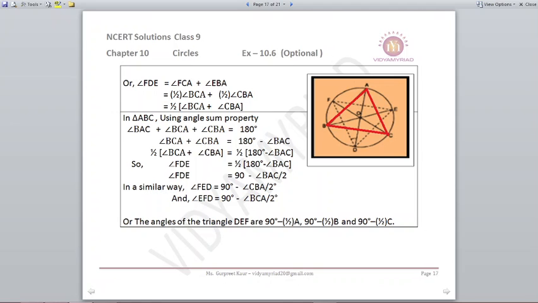Now what is half of BCA plus CBA? That is angle FDE. So FDE will be equal to half of 180 minus BAC, that is 90 minus BAC divided by 2. Similarly, we can say that angle FED will be equal to 90 minus angle CBA divided by 2, and angle EFD will be equal to 90 minus angle BCA divided by 2, and thus we have proved what is required.